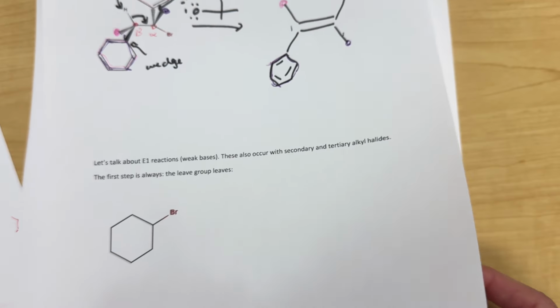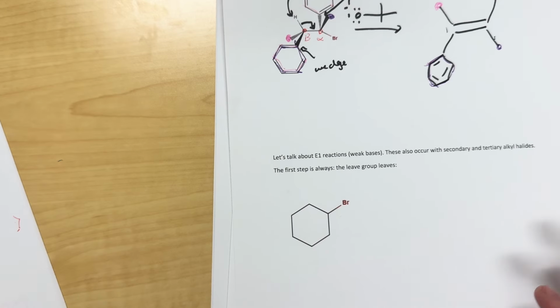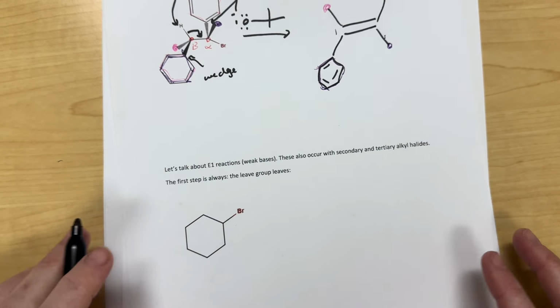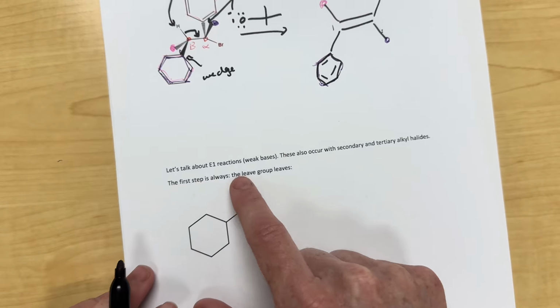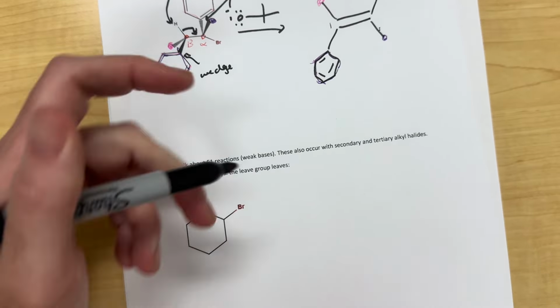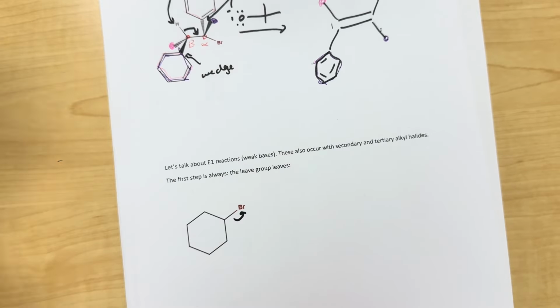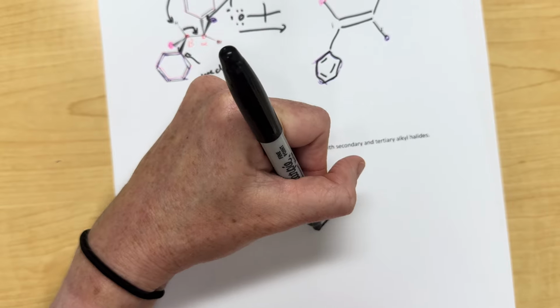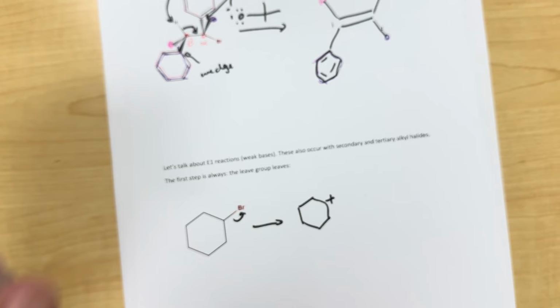So an E1 reaction, if you'll remember, is when the leaving group leaves. The first step is always the leaving group leaves. So for example, the very first thing that would happen in this situation is that leaving group would leave, and you'd be left with a positive thing here.